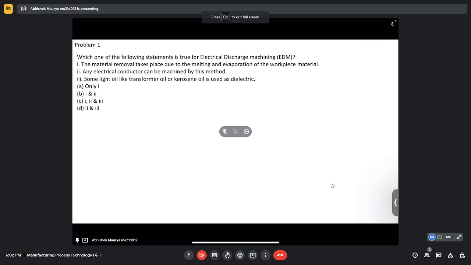So this is the first problem. First of all, please try it by yourself. After that we will discuss together. So please read the problem. You can keep your response in the chat box. After that we will solve it together.